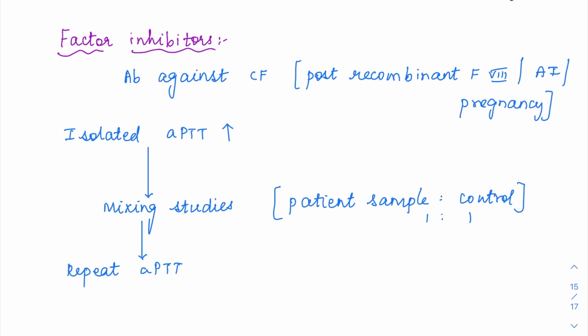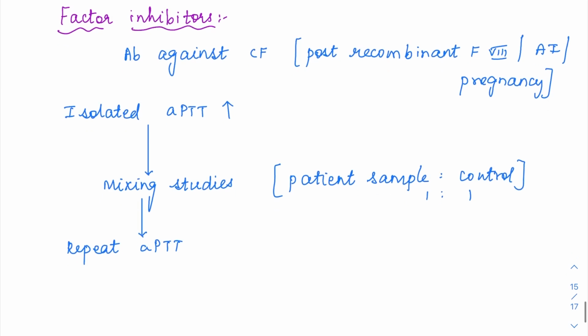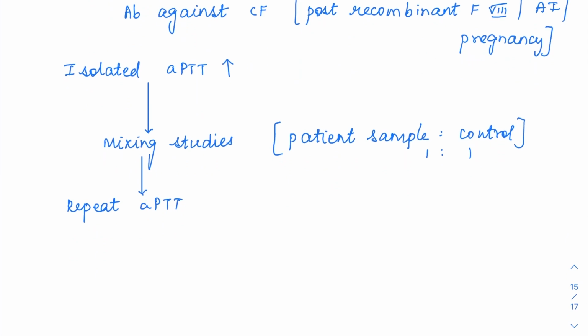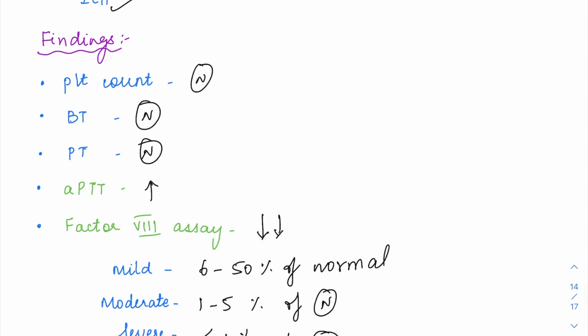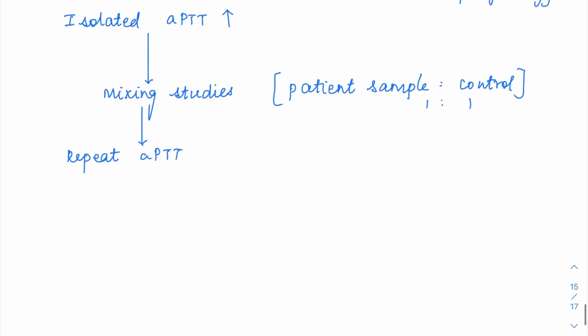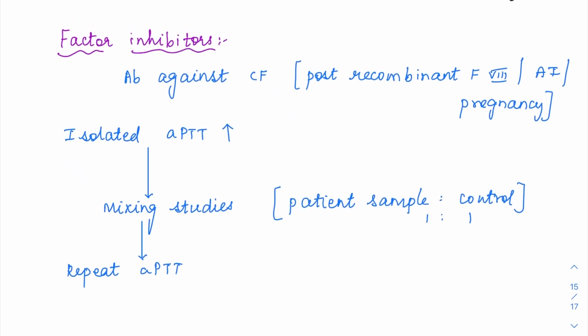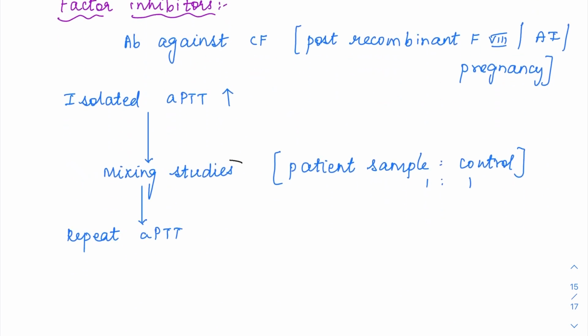So how do you identify the presence of factor 8 inhibitors? Whenever you see an isolated APTT elevation, in this condition, you see PT is normal, BT is normal, platelet count is normal, only the APTT was elevated. Whenever there is an isolated APTT increase, you'll have to do something called mixing studies.